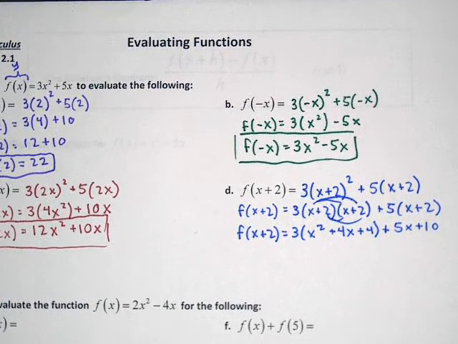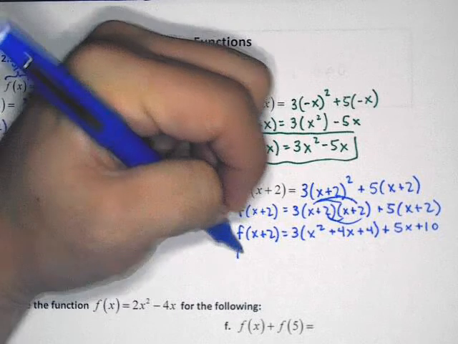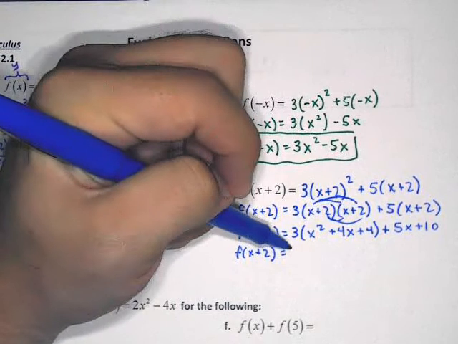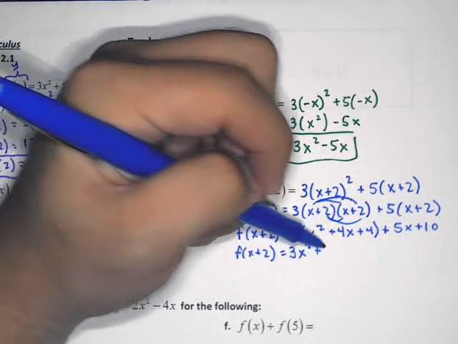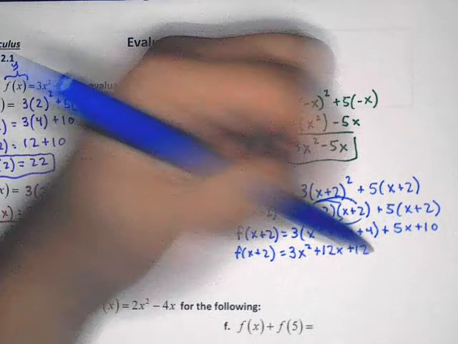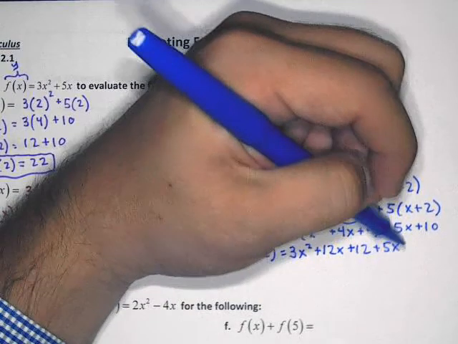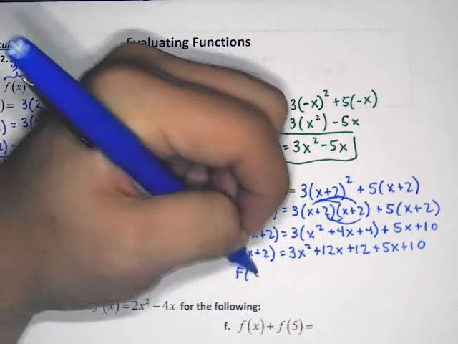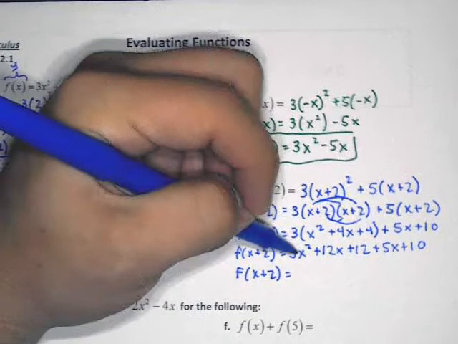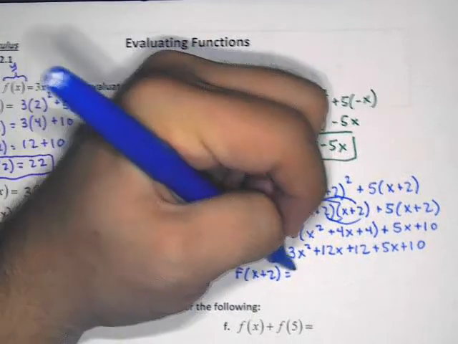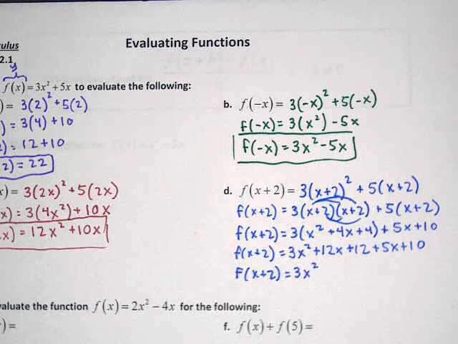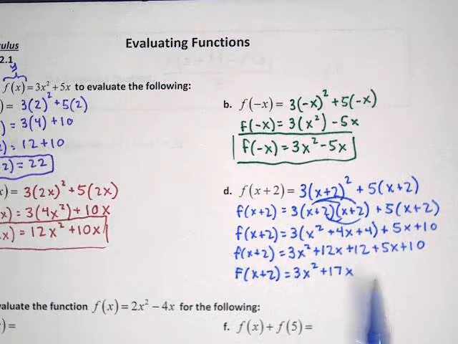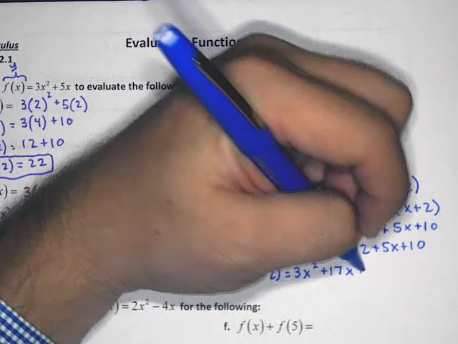All right, now we're ready to clean this up. F of x plus 2 equals, all right, we have to distribute everything here. So 3x squared plus 12x plus 12 plus 5x plus 10. And let's see here, last line, f of x plus 2 equals, well, this is my only term with an x squared, so this is going to stay. I have a 12x and a 5x, so 17x, and then I have a 12 and a 10 for my constants.